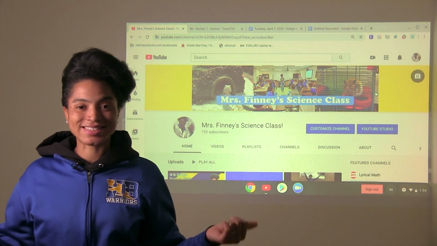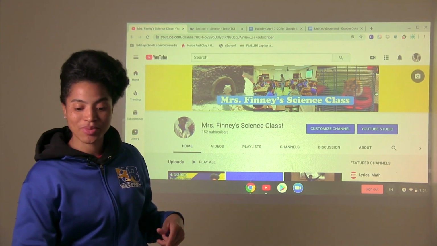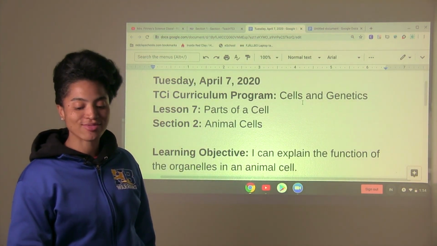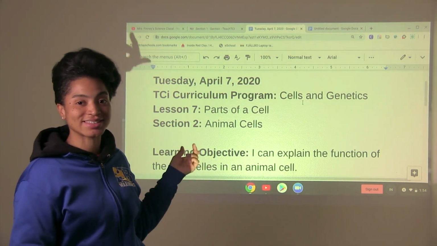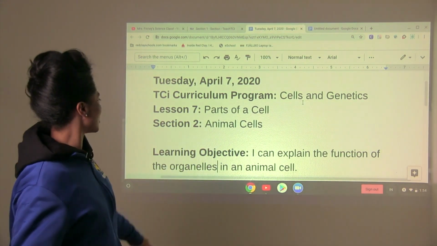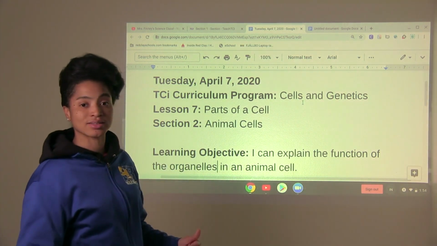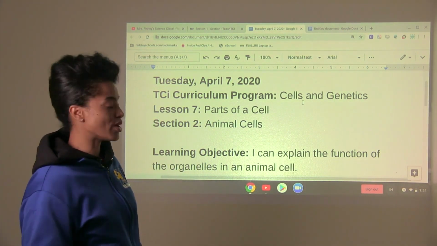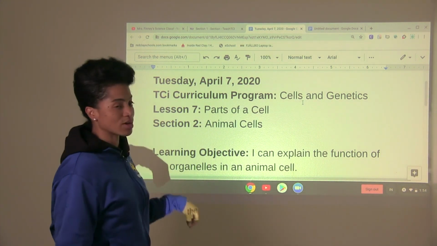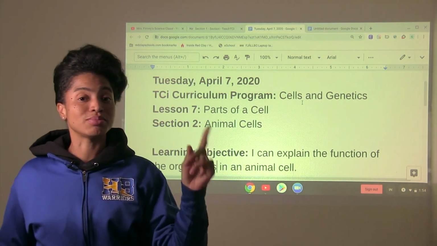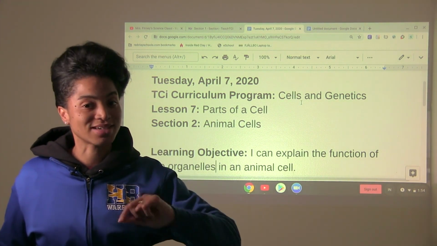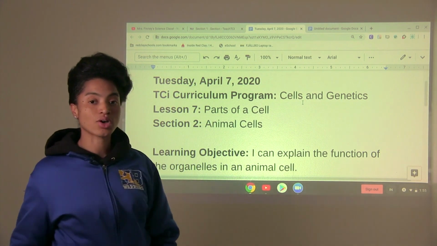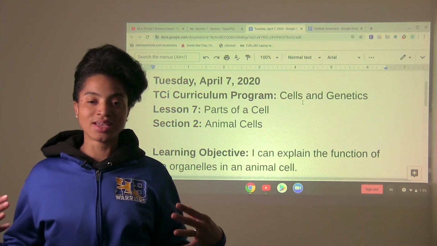Let's learn science. So yesterday we were here talking about bacterial cells, right? We started our new lesson, lesson 7, in our TCI curriculum program called Cells and Genetics. Lesson 7 is titled Parts of a Cell. Yesterday we were in section 1, which talked about bacterial cells. If you missed that lesson, make sure you go back and check it out. Today we're in section 2, talking about animal cells.